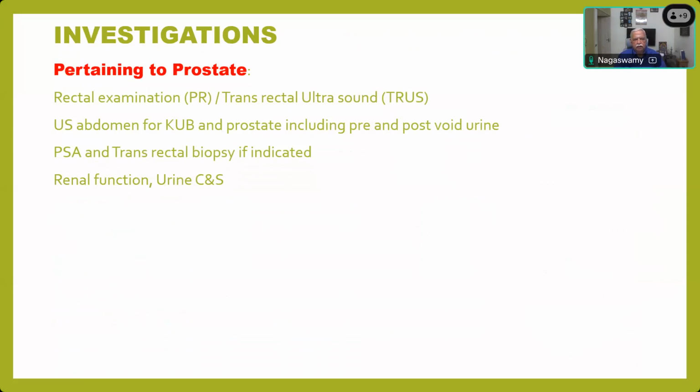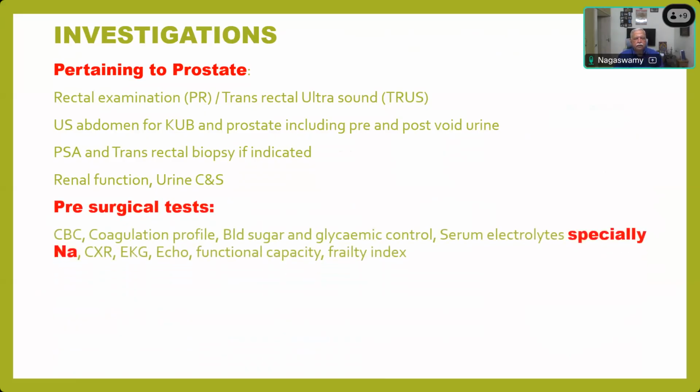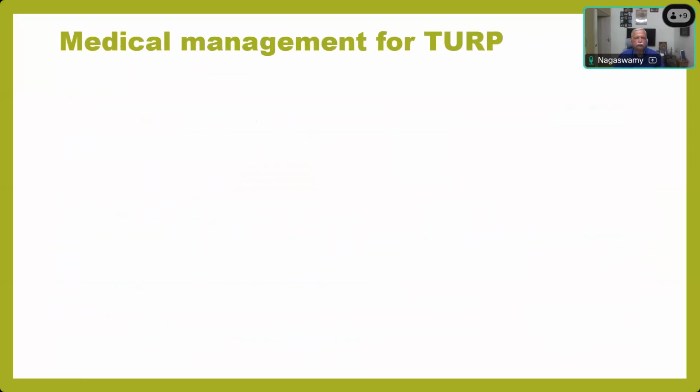So when will a transrectal biopsy be indicated? If the PSA values are more than 10, high, or when the surgeon finds the gland is very hard and irregular instead of the firm consistency. If you find it rocky hard, then you may ask for a biopsy also. And renal function, urine and culture, because you don't want any urosepsis occurring in the patient. Pre-surgical tests, I have again identified and highlighted sodium levels. So please remember that you must ask for serum electrolytes and note the sodium value.